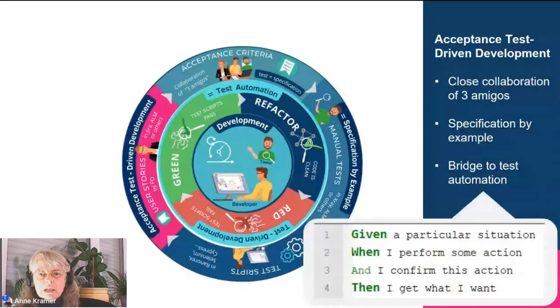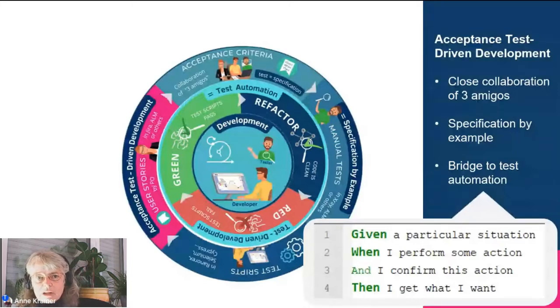The most famous representative of acceptance test-driven development is behavior-driven development, so BDD. And BDD usually comes together with the so-called Gherkin syntax, which is the semi-formal syntax of given, when, then. And you can also combine several givens, several whens, and several thens. So given a particular situation, when I perform some actions and I confirm this action, then I get what I want, roughly speaking.